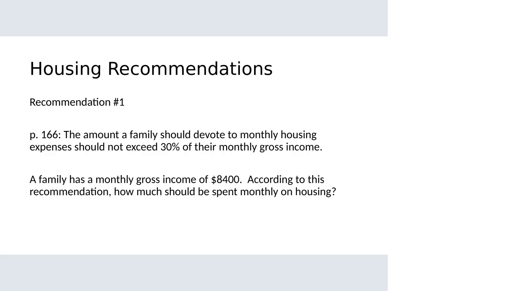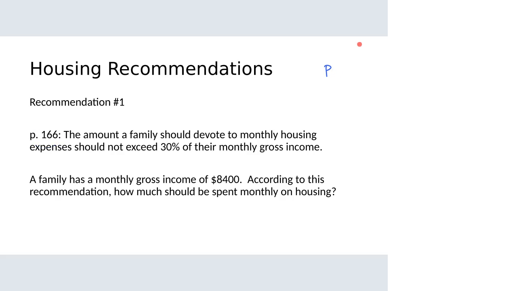We are going to cover mortgages today, but before we get there, there are two different housing recommendations. These come from a combination of government agencies and the financial industry to help people make wise decisions about how much they're going to spend on their monthly housing. This first one is on page 166. It's housing recommendation number one. Oh, I guess it says it right here, doesn't it?